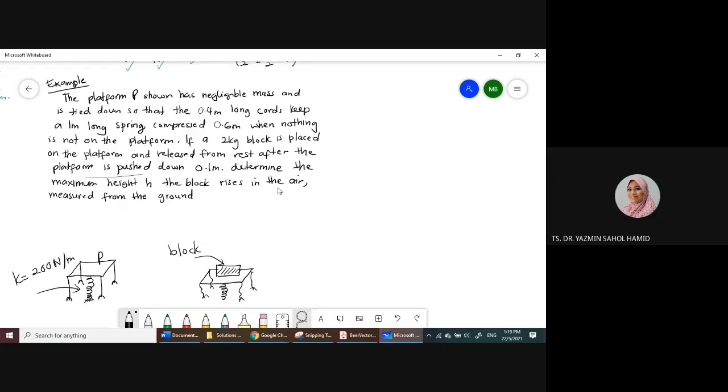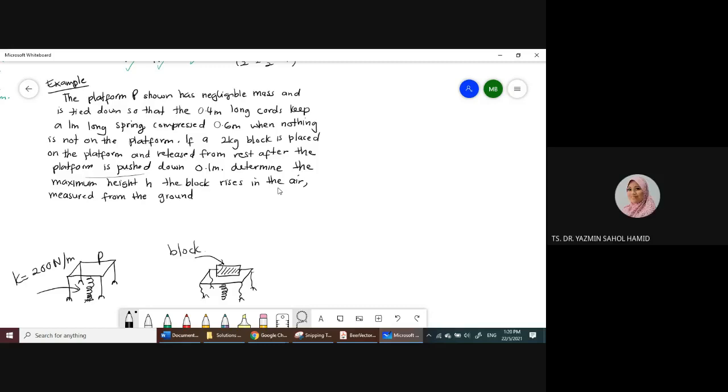Okay, let me know after you have finished copying this diagram. Done? Okay. All right.